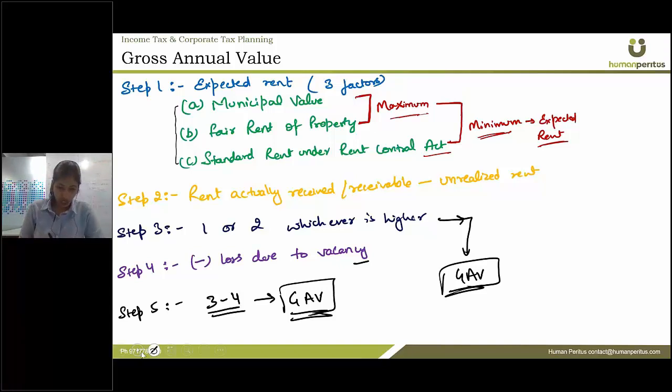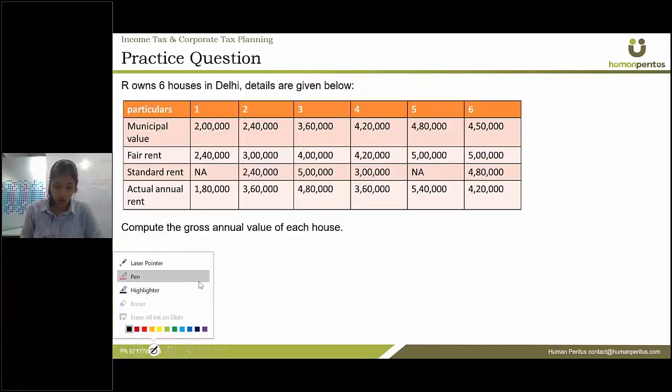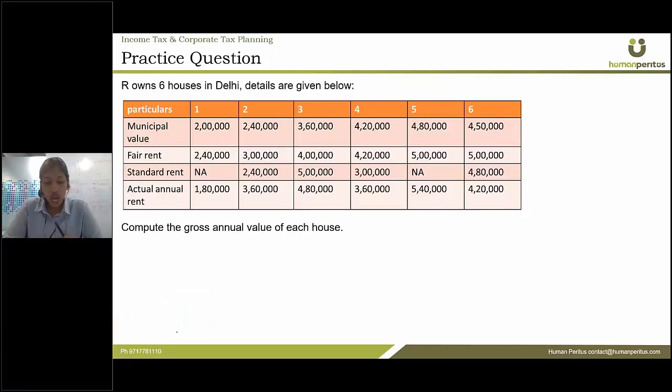Okay. So let's do this question. Now you have to calculate GAV in each case. So start with the first case. Now tell me what would be the GAV in this case. Come on guys. What is GAV for the first case?